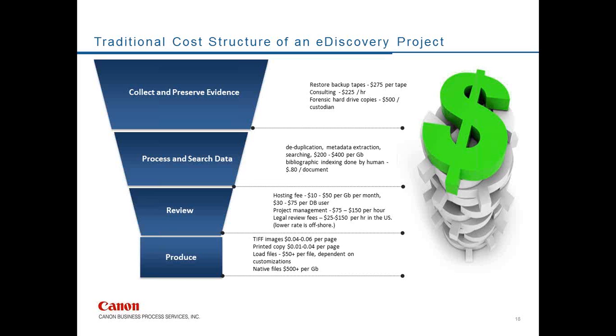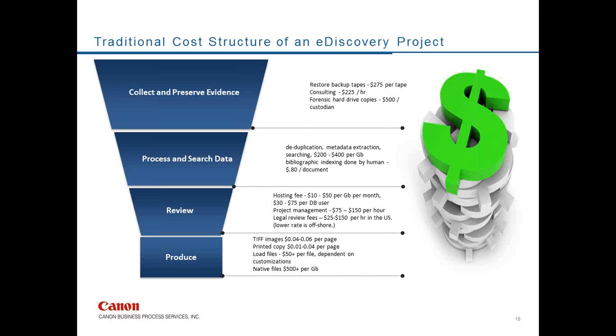when you have a multinational case. And then finally, we have doing your production, which usually requires converting the native files to TIFF images at the rate of about 4 cents, maybe 6 cents a page, or you might be printing things for a penny to 4 cents a page and making load files and/or doing a native file production.